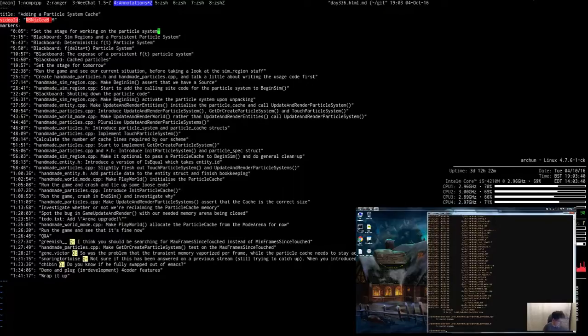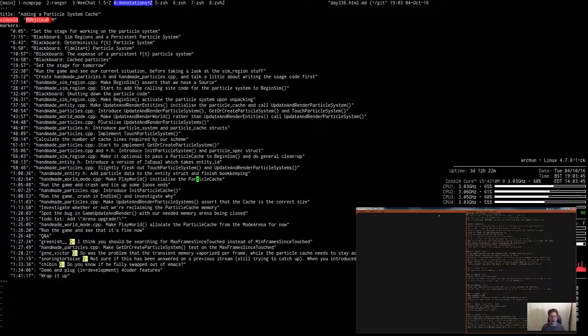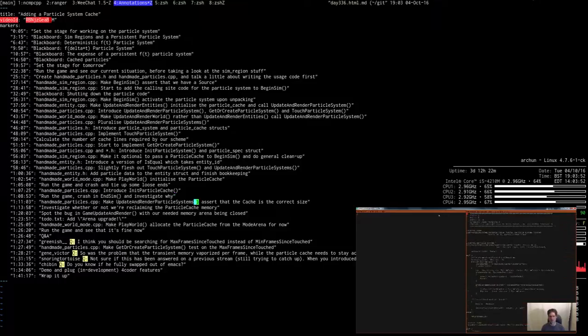Greenish, I think you should be searching for max frames since touched. Oh, you're right. Yes, I would agree with that, actually. I don't know why I closed everything down. Yes, you're correct. Because with min frames since touched, I actually want the oldest. And that makes it so I still wouldn't have needed U32 maximum. Yeah, I agree with that, because if it goes up every time, then I want the one that's been around the longest.